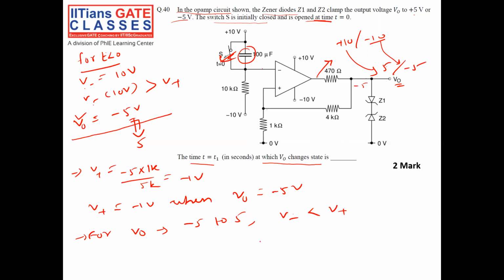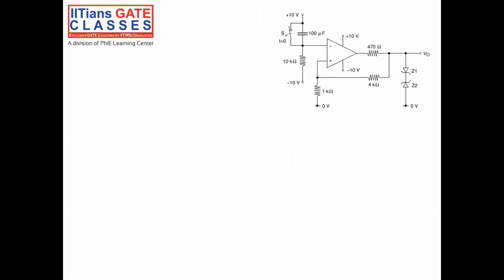V positive. This implies V negative has to be less than -1 volt. So when this point is less than -1 volt, like -1.1, -1.2, something like that, then my V negative will be less than -1 volt. At that point of time, my output will switch from -5 to +5. Now the aim is to find at what time my V negative will go to -1 volt. That is our aim in this question. That's all. Let us see.